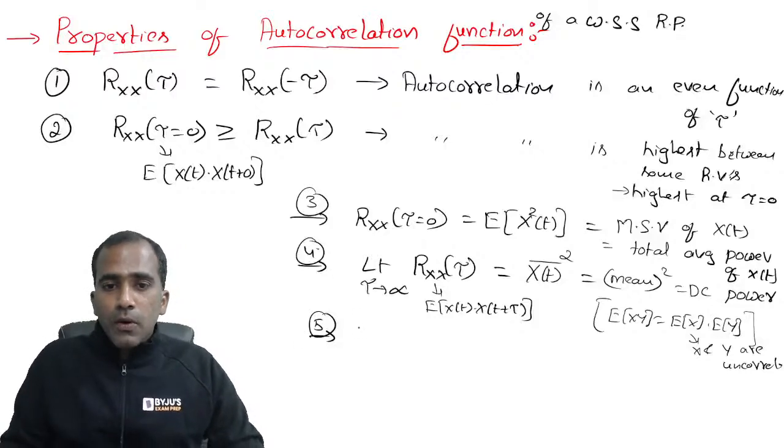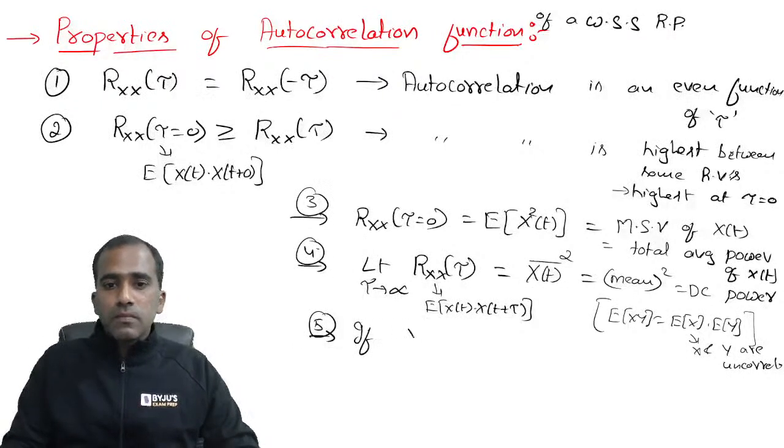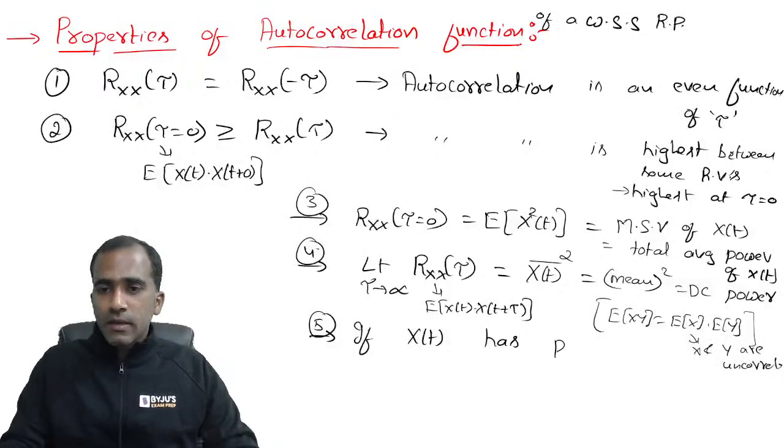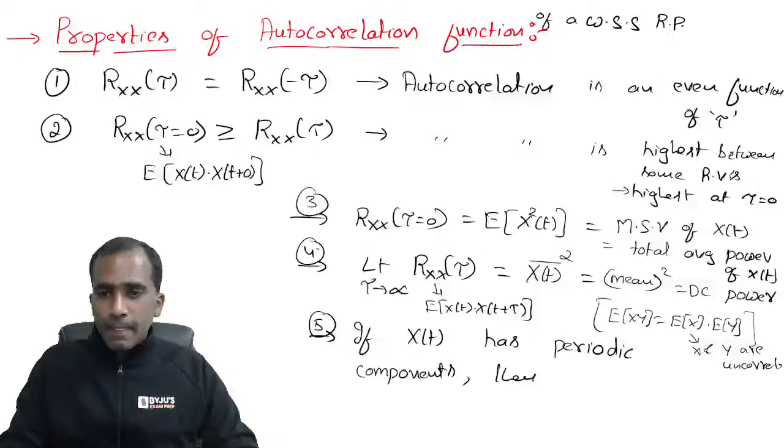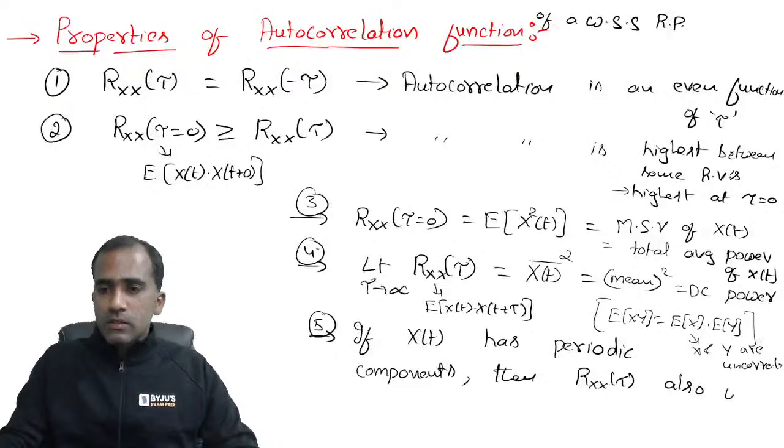Okay, so one more point. If the random process X of t has periodic components, then what can you comment about the autocorrelation function? If X of t has periodic components, then RXX of tau also will have periodic components, periodic components with the same period.